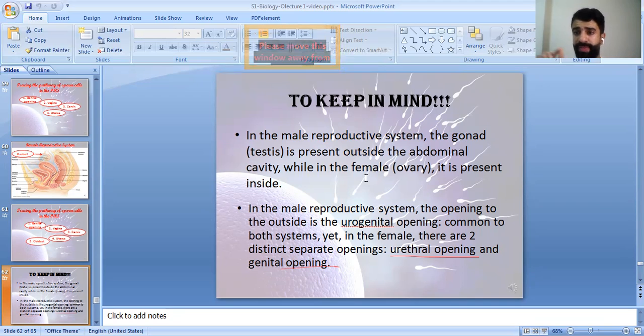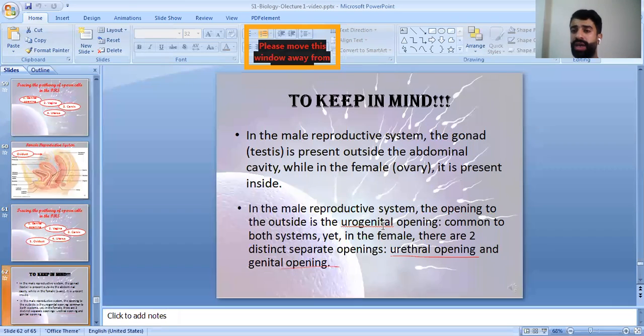While in the male reproductive system, this is the note that I have already told you before, the opening to the outside, what do we call it? It's called the urogenital opening. It's common for the urinary system and the reproductive system, where the urine and the sperm cells are released from the same opening. That's why it's called urogenital opening.